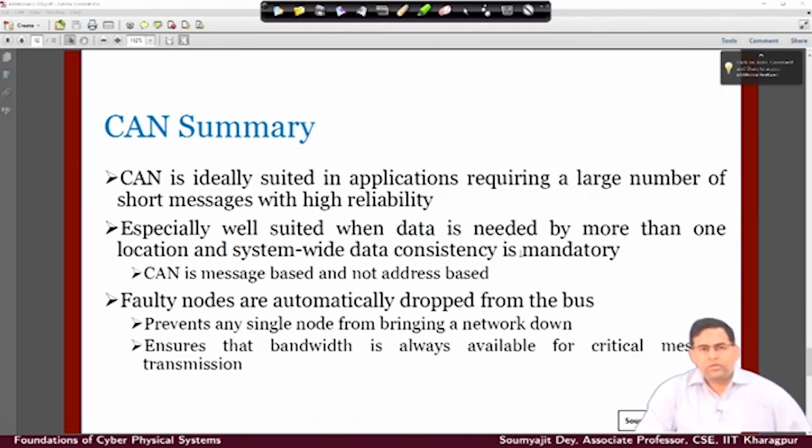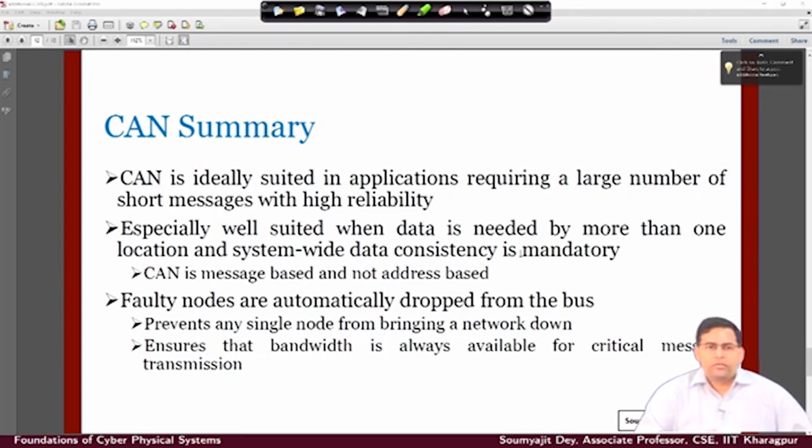Nothing is probabilistic here. So it is suited for cases where the data is needed by more than one location, because CAN is more like a multicast thing, so the message can be read by anyone. For situations where multiple nodes require the message, CAN is quite resource friendly. It is nice to use CAN in those cases, right?